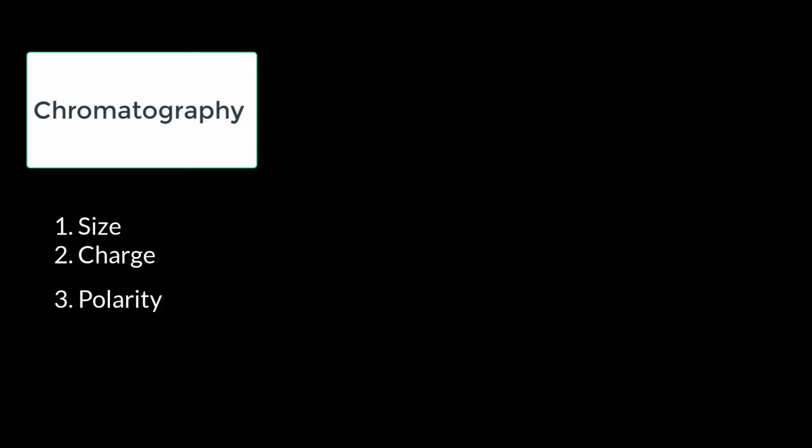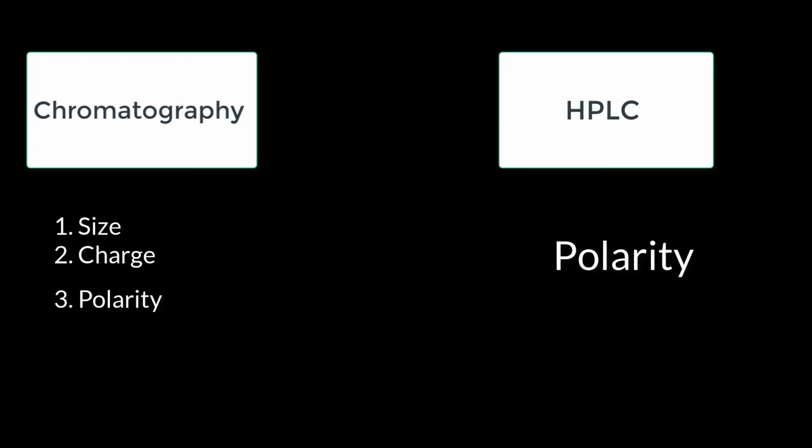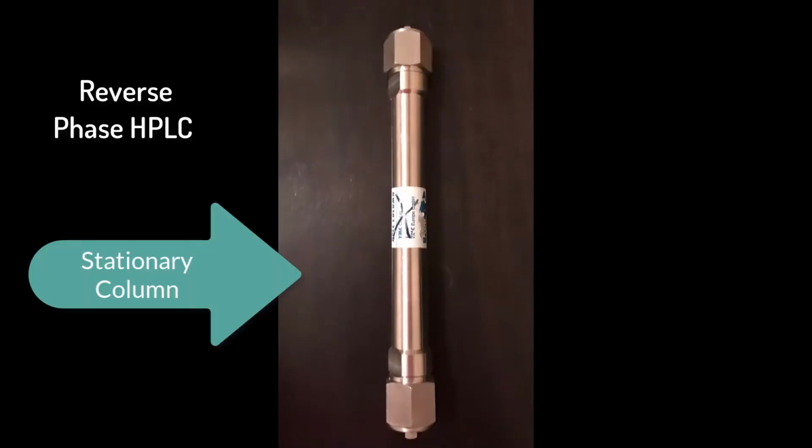Chromatography, in general, separates mixtures based on their various chemical and physical properties, such as size, charge, and polarity. High-performance liquid chromatography is used to separate mixtures based on their polarity. This is an example of a stationary phase column. This column is used for reverse phase HPLC.